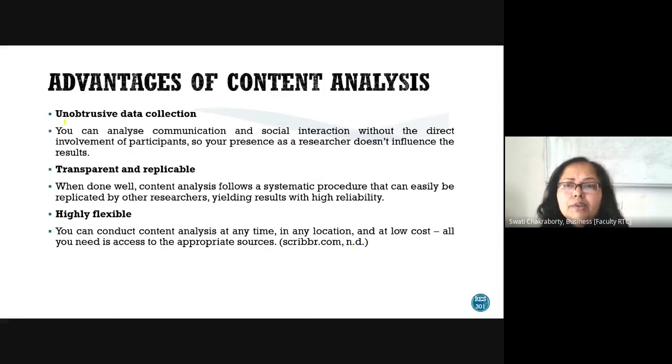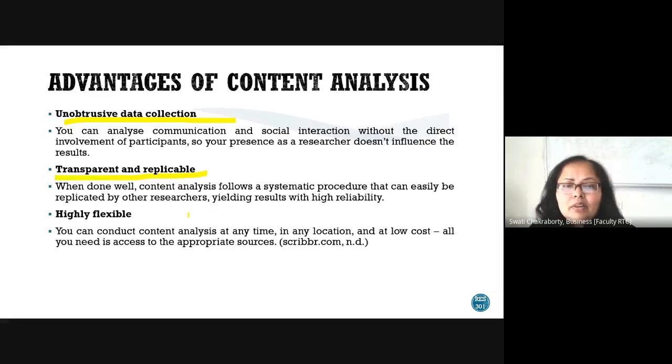What are the advantages of content analysis? Unobtrusive data collection. You can always analyze communication and social interaction without the direct involvement of participants. So what happens? Your presence as a researcher does not influence the result, right? Because these things are already done, it doesn't affect the respondents and the study.